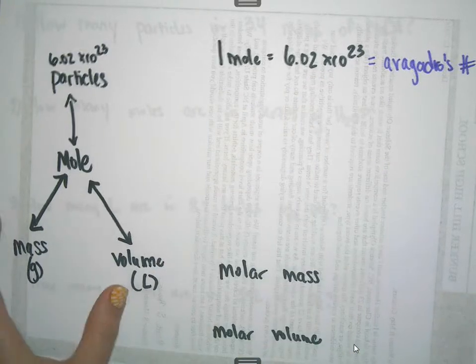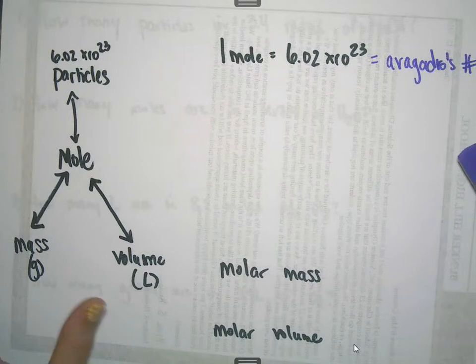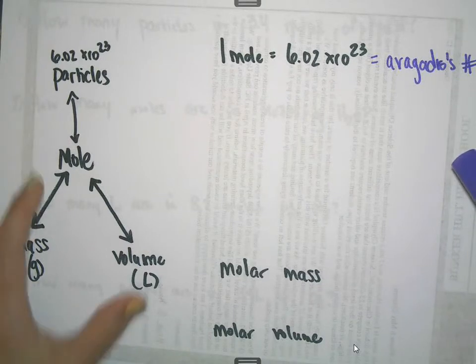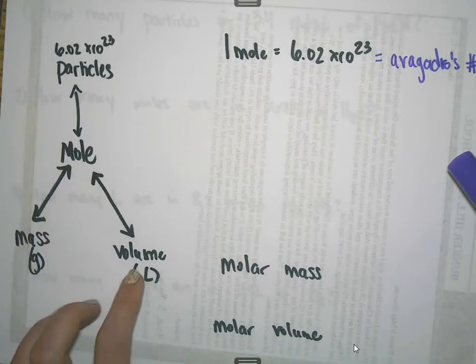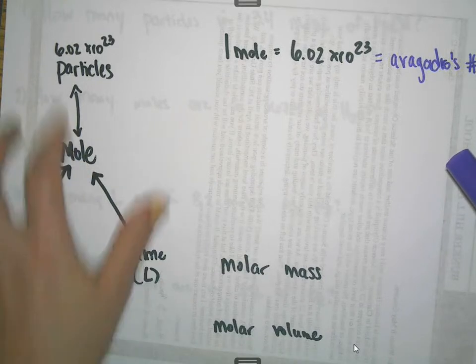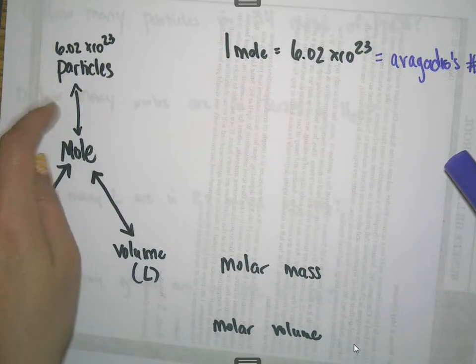Over here I have a little flow chart that helps you see what you can relate the mole to. We can use moles to get to mass. We can use moles to get to volume. And we can use moles to get to particles. If we're doing particles, it's basically counting. It's telling how many of something.